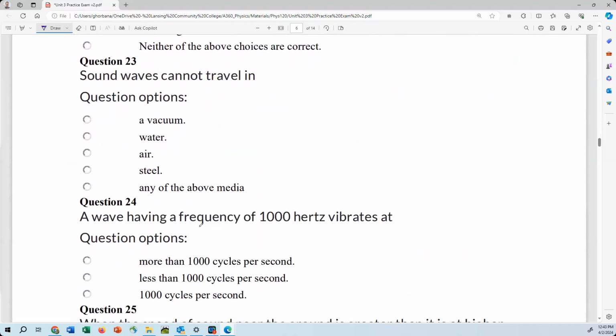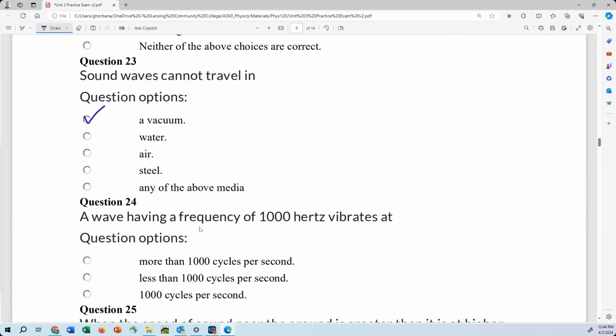Number 23. Sound waves cannot travel in... So one of the waves that need a medium to travel is the sound wave. Let's say we are creating a sound, okay? The sound will travel to your eardrum, and you can hear what I am telling. What is transferring this wave is the air. Air is the medium that can transfer the sound wave. But if there is no air, it means that there is no medium to transfer the wave. So the right answer is vacuum.